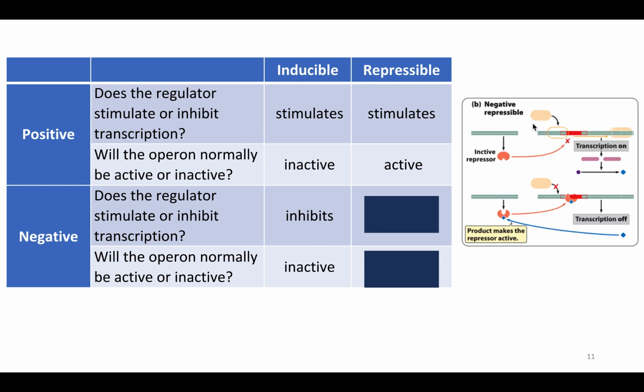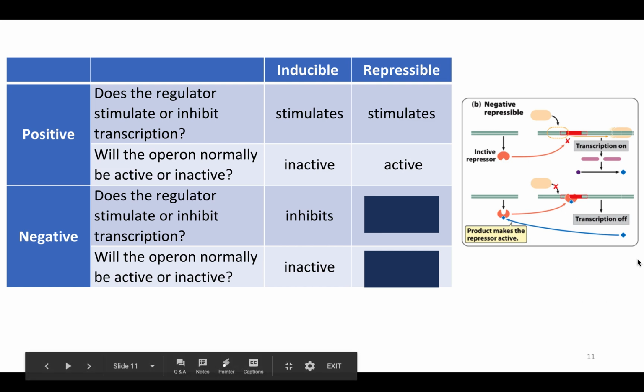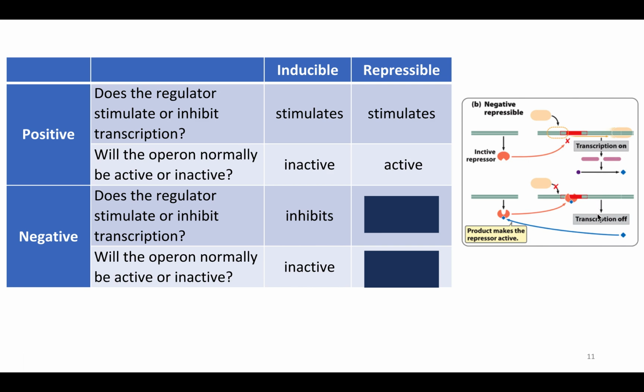And lastly, with negative repressible operons, again, that word negative means that we do have a repressor as our regulatory protein. And repressible means that the operon is normally active, as you see here. Transcription is normally on. So the operon will normally have transcription happening, but we can cause the operon to become inactive if the signal binds onto the repressor, causing it to become active. So here we have an active repressor.